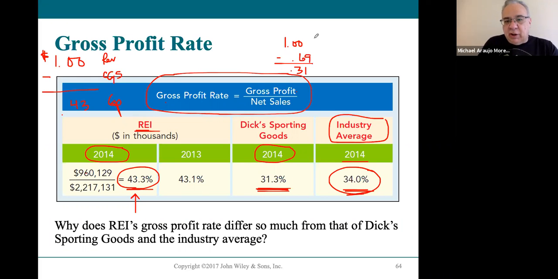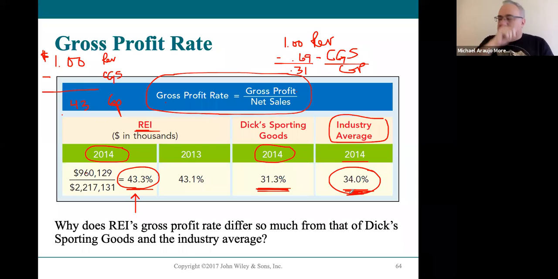And so for every dollar in revenue that the company is getting, you know they're subtracting out cost of goods sold to get that gross profit. So if you already know the gross profit has that percent, it's a percent of every dollar. That's important to know. All right. So clearly REI seems to have an upper hand. 43% gross profit margin is extremely high compared to the industry.